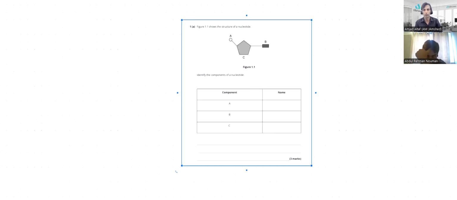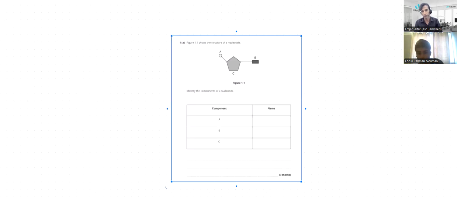Abdul, so here it is in front of you. The question is, that's a figure in front of you, just showing the structure of the nucleotide. Identify the components of the nucleotide. This is what you need to do, and you have 3 marks for it. If you know the components of the nucleotide, there are 3 components by which its structure is formed. That is already here: E, B, C.